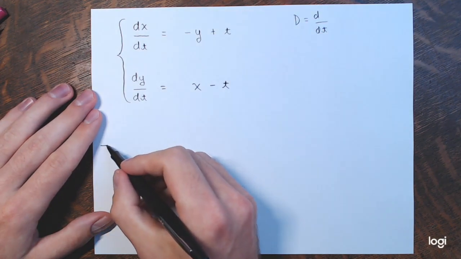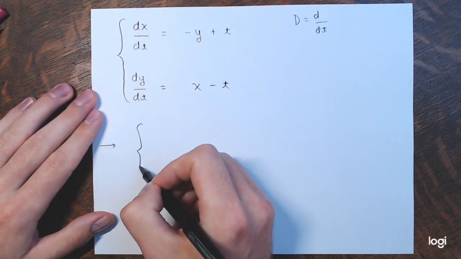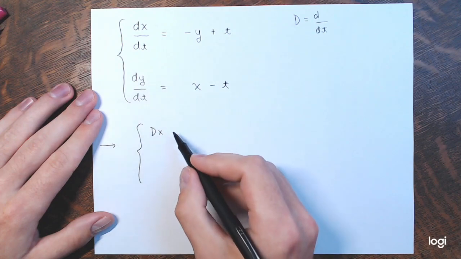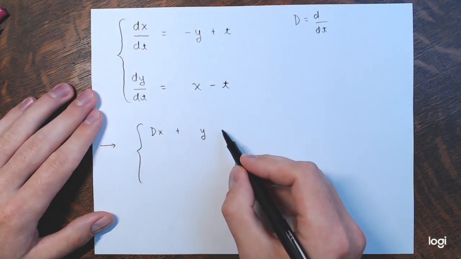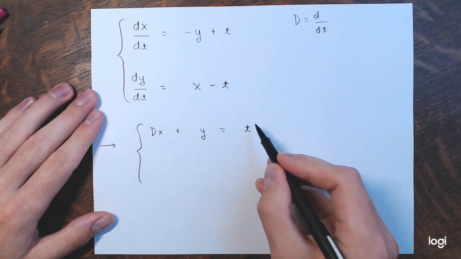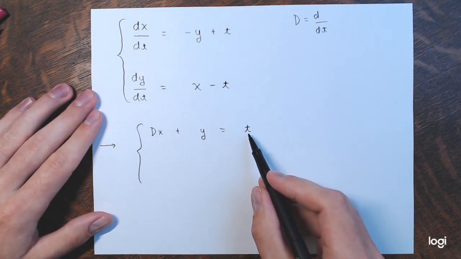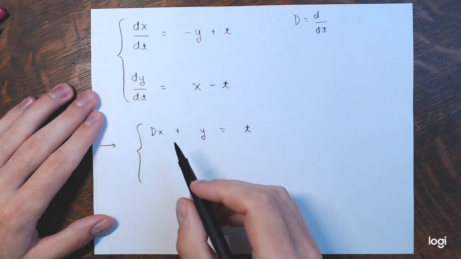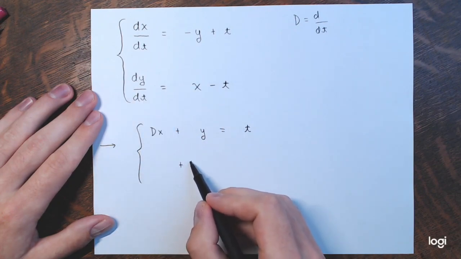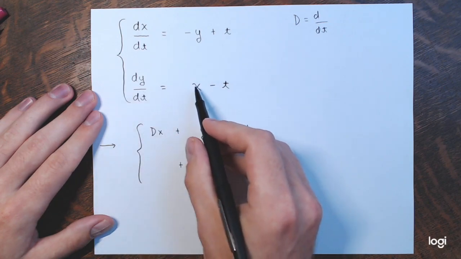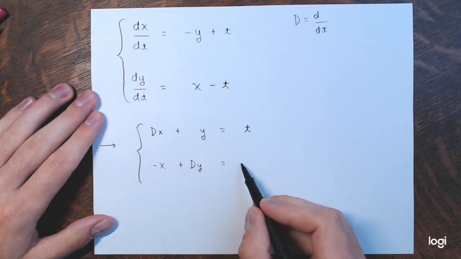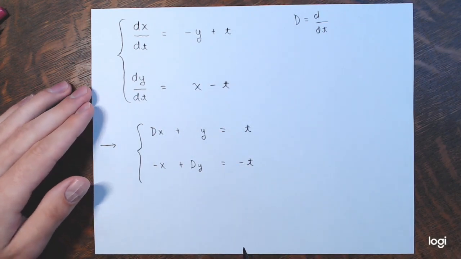And so if I write with the differential operator and do that, we'll have the following. We'll have d applied to x plus y equals t, leaving the expressions of only the independent variable on the other side. And then we have d applied to y here, and I'm subtracting x, and then we have negative t on the other side.